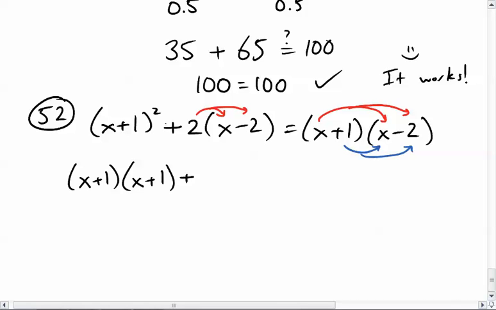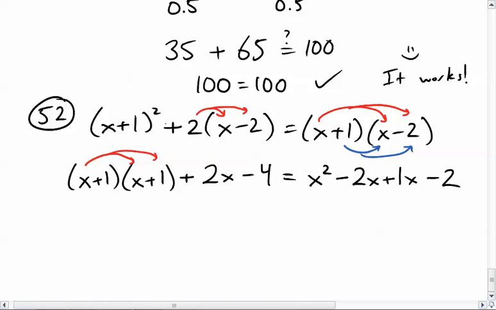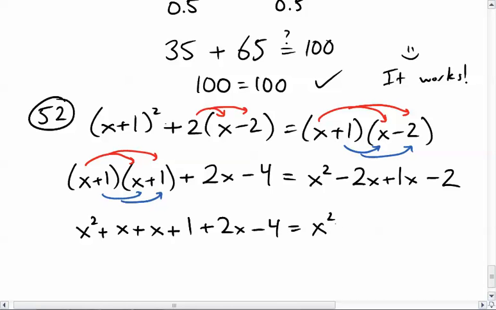So here I'll expand 2x. 2 times negative 2 is negative 4. X times x is x squared. X times negative 2 is negative 2x. 1 times x is 1x. And 1 times negative 2 is negative 2. So now I'll do the same foiling with the first one. First, outside, inside, last. And x times x is x squared. X times 1 is just x. 1 times x is x. 1 times 1 is 1. So all these terms will just stay the same.